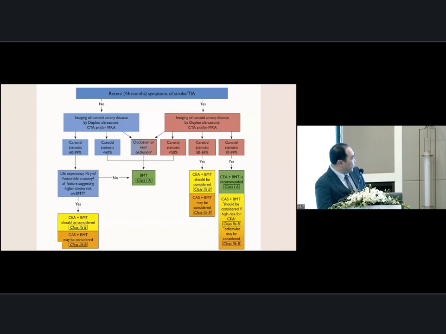But I must say, most of the time in my unit itself, if you're asymptomatic, the default really is BMT. You are going to wait for two more trials to come in, which is the CREST-2 trial and the ECST-2 trial, on whether, if you're asymptomatic, you'll be better off with BMT. If I'm not wrong, in the latest interim results, ECST-2 has announced that best medical therapy is comparable to CAS or CEA.